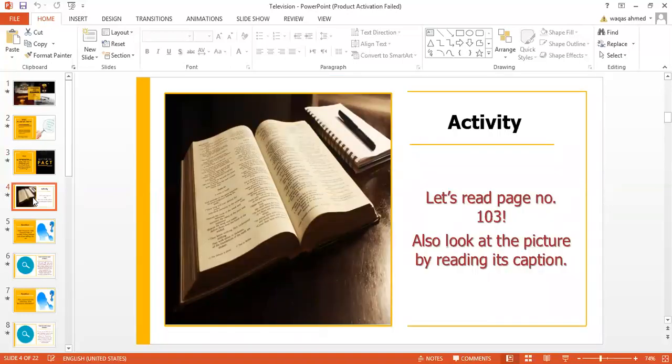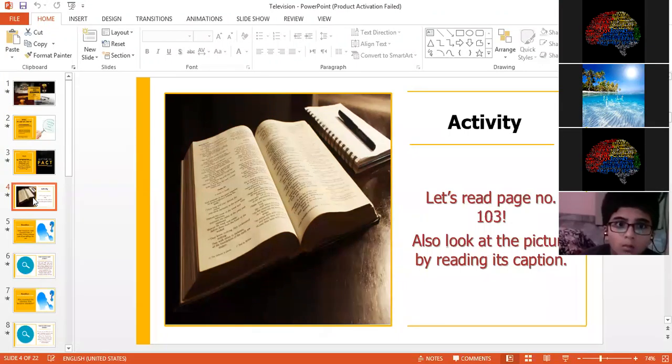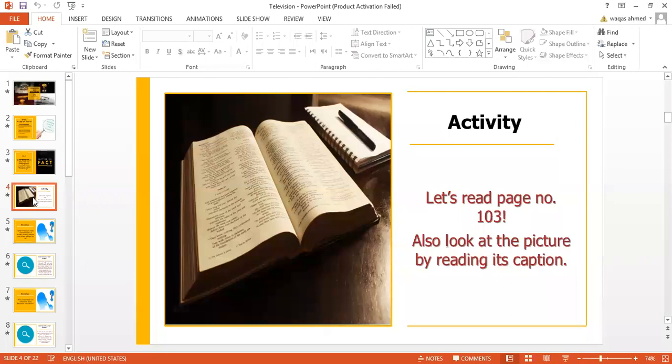So let's quickly move towards page number 103 in the book, and we have to read this page. Start this activity by raising your hands, and how many of you have started this activity and have got the books as well. Okay, Abdullah Farhan. Okay, Ahyan Khurram. Right.